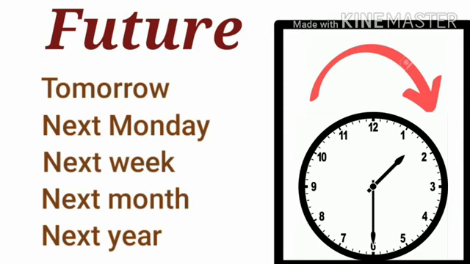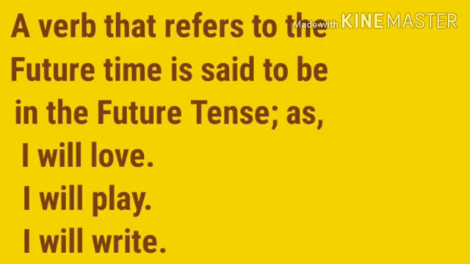And now future tense. Future tense tells us what will happen in the future, like tomorrow, next Monday, next Tuesday, next week, next month, or next year, and at any time that is not now but will come in the future. A verb that refers to the future time is said to be in the future tense, such as I will love, I will play, I will write. All these examples tell us that the action will happen in the future time.